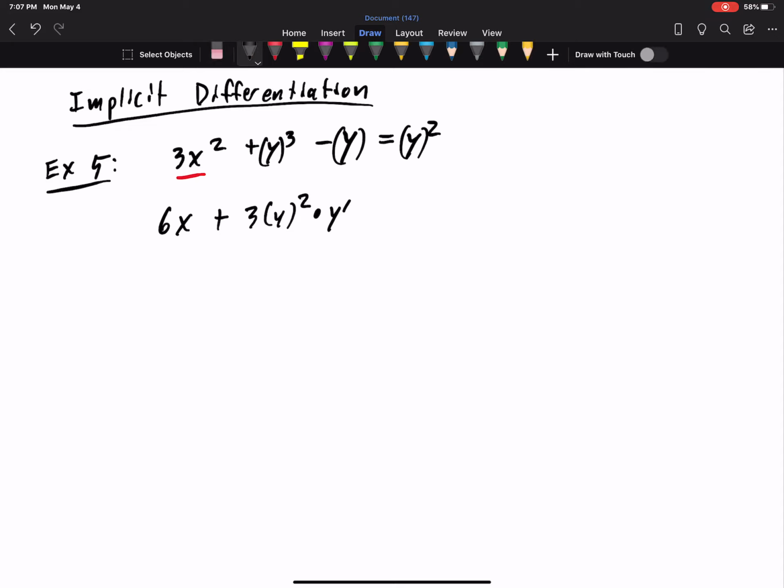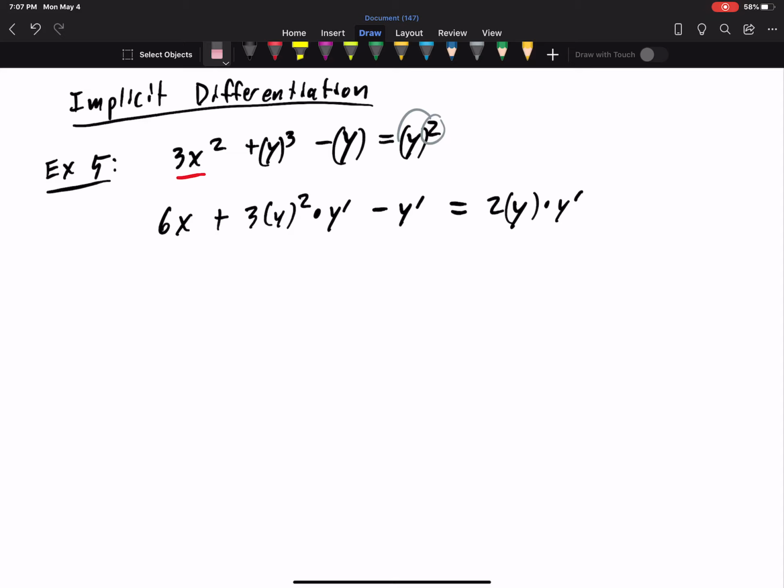And then, now we get to derive the third term. When we derive this, it's just minus y. So you're going to derive this to be minus y prime, because there's no power on y except for 1. All right, so then you have to do the right-hand side of this whole thing. You bring the 2 down in front, and then you subtract 1 from the exponent, just like what we did on the left-hand side. So it gives you 2y times y prime. Okay? All right, so that was the derivative portion of this.